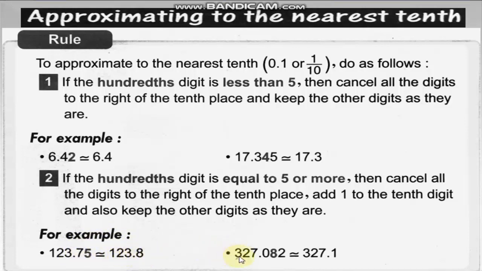Another example, 327.082. At first, look at the tenth. Tenth here is 0. The hundredth is 8. It is greater than 5, so we'll cancel the hundredth and the thousandth and add 1 to the tenth. It became 327.1.